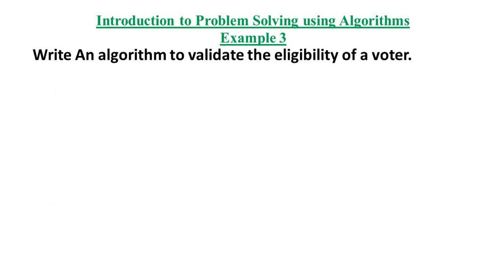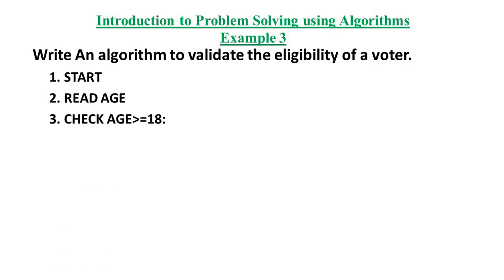Now we take one more example. Write an algorithm to validate the eligibility of a voter. A voter is eligible if his or her age is more than or equal to 18 years. So what we will do here, step number 1, start. Step 2, read the age of person. Now here check, age is greater than or equal to 18. Now there are 2 possibilities, either this condition will be true or this condition will become false.